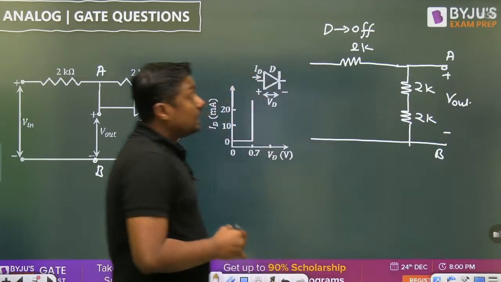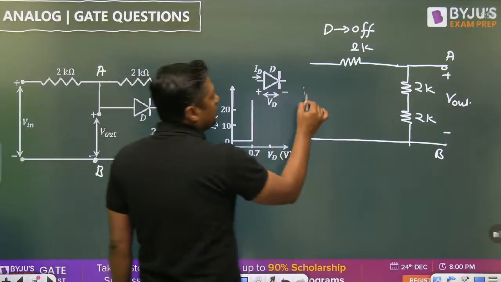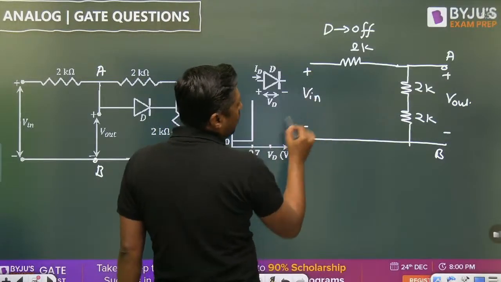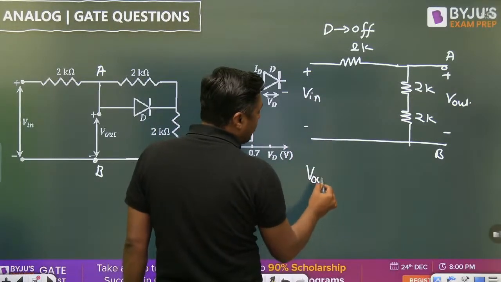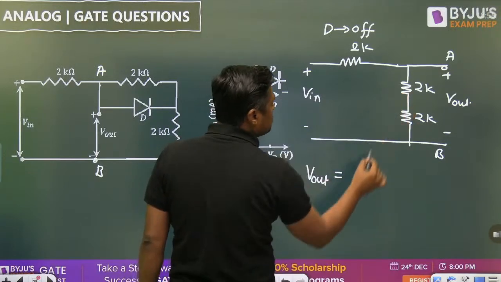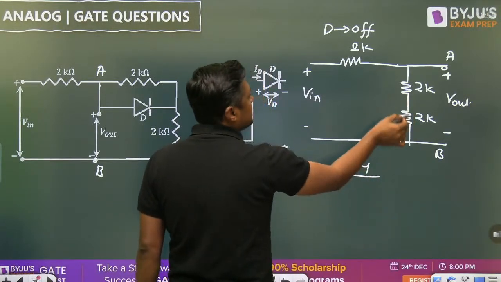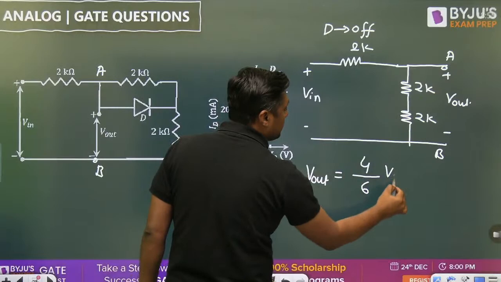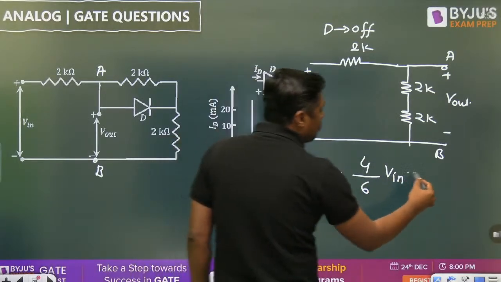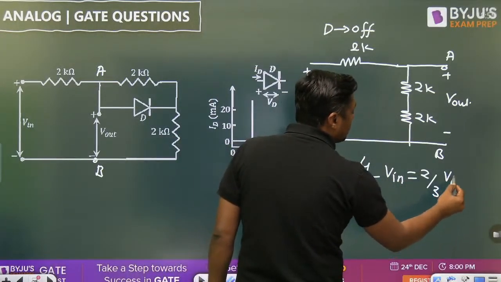Okay. Now, this is the V in. First of all, what is the V out? According to the voltage divider rule, 2 plus 2, 4, divided by total resistance 4 plus 2, 6, into V in. This will become 2 by 3 V in.